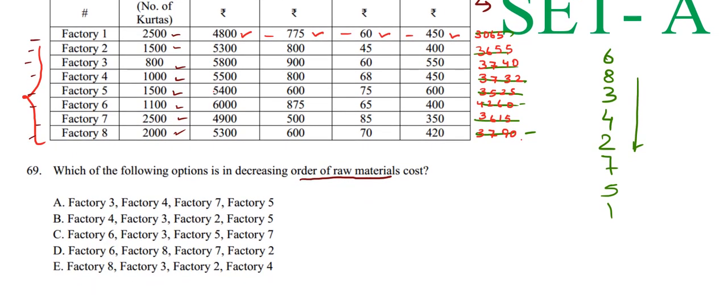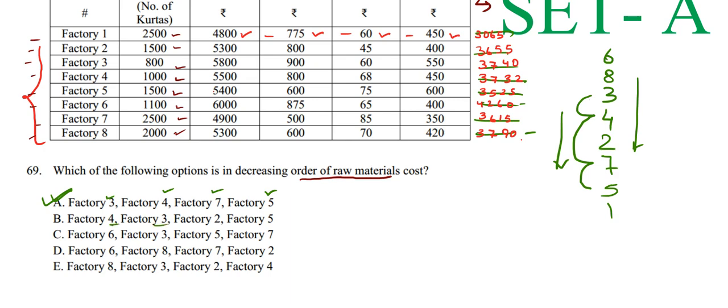Now let's check the options. Our first option is 3, then 4, then 7, and then 5. So here we have 3, then 4, then 7, then 5. Yes, this is in decreasing order, so option A is the correct option. Let's cross-check the other options also.